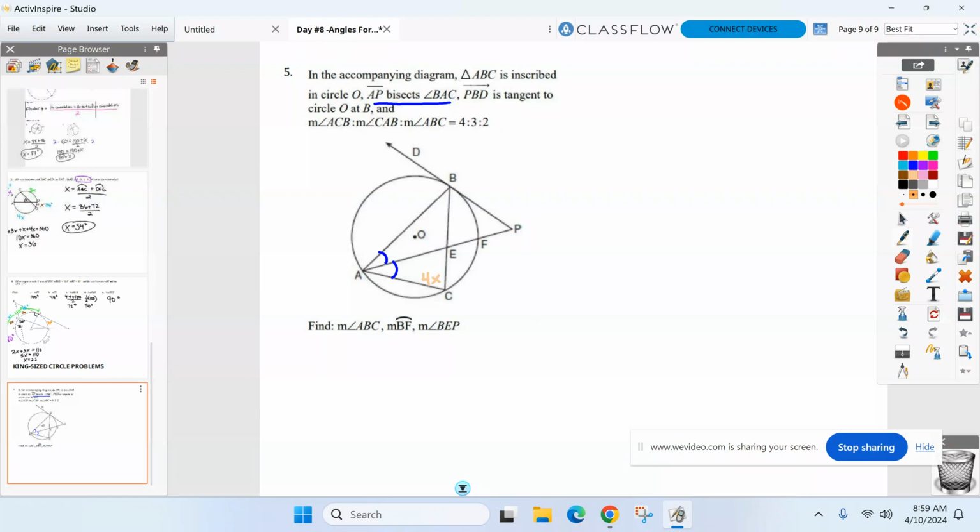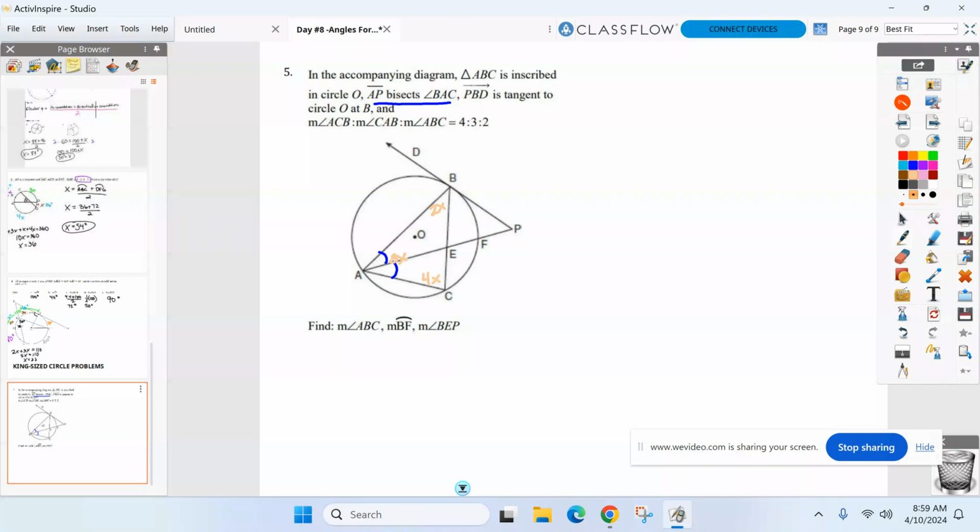Let's keep going. CAB. That whole angle is 3x. And then finally, angle ABC. Don't put a 2, put a 2x. Put a 2x. All right, what can I do with all three of these?